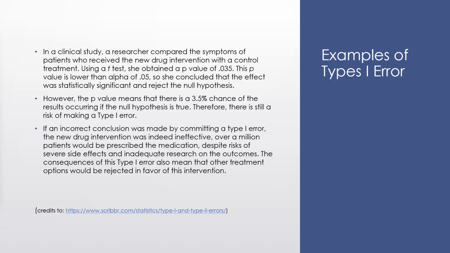In other words, there's still a risk of making a type 1 error. If the conclusion is incorrect and the new drug is truly ineffective, the consequences could be serious. Millions of patients might be prescribed the drug despite risks of severe side effects and inadequate research. This also means that other, potentially more effective treatments would be overlooked in favor of this one.